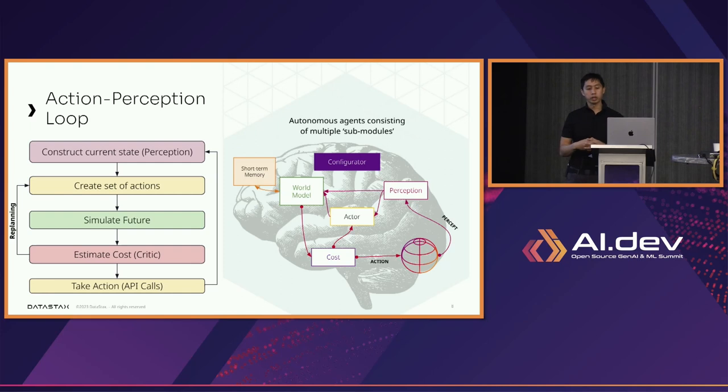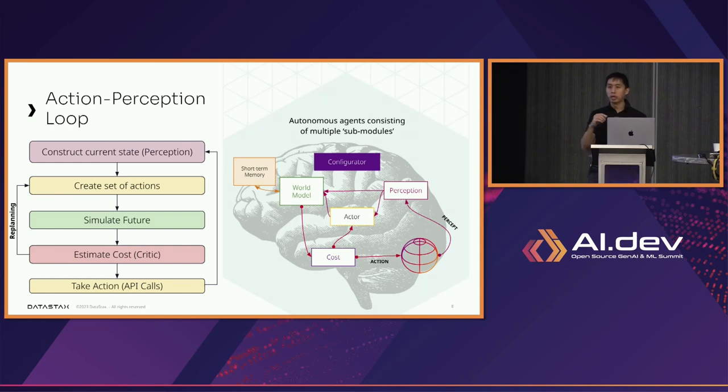The second is, instead of one big model that gives you everything, they consist of multiple smaller models that actually interact with each other. In neuroscience, this is called the action perception loop, and it looks something like this. Information from the outside world is sent to a perception model. This is a smaller model that just focuses on understanding what the current state of the world is. From that, the perception model passes the current state to what I call the actor model.